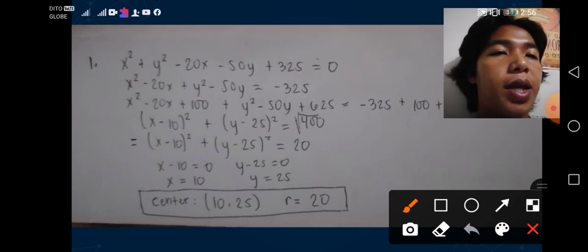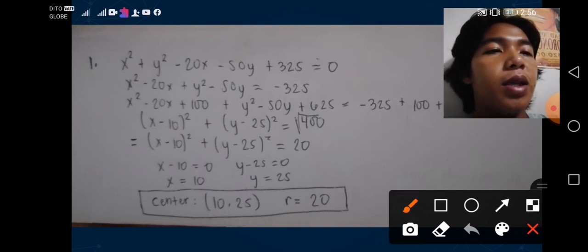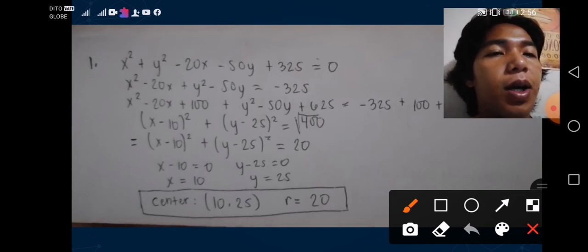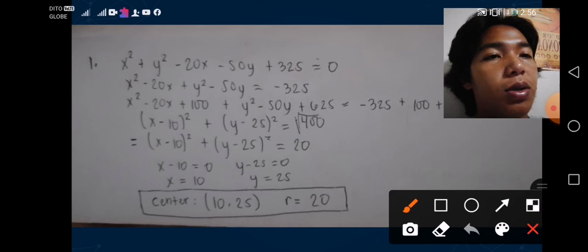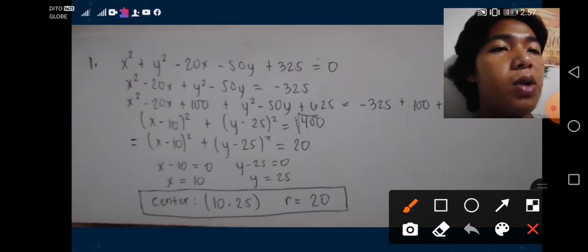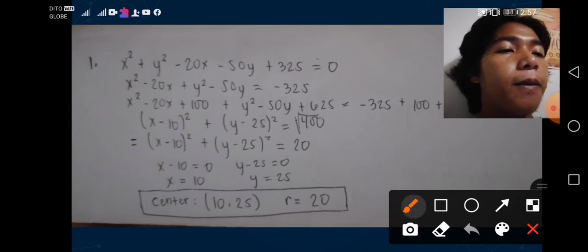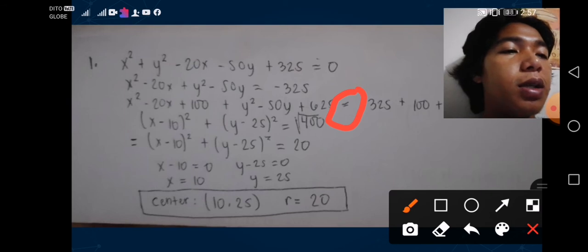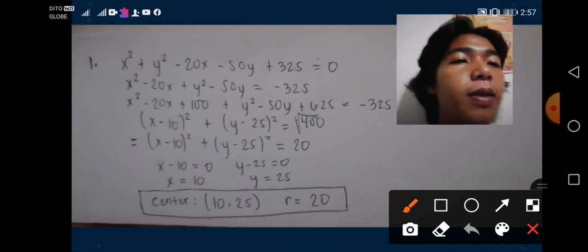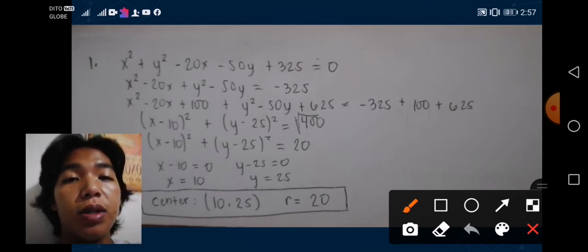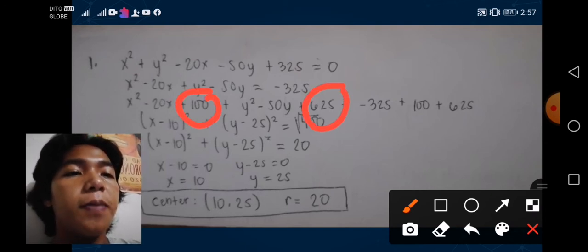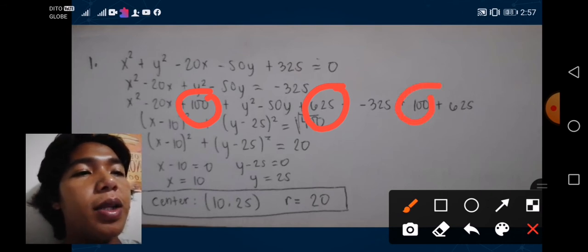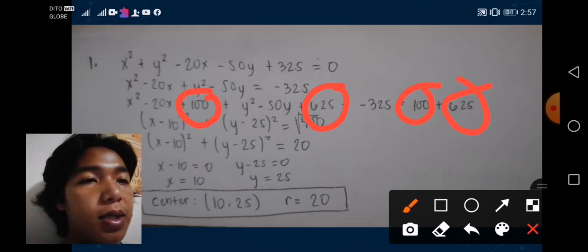Then the next is y. So y squared minus 50y. We get the 625 by dividing 50 by 2, so it equals 25. Then 25 squared equals 625. In the rule, we have an equal sign here, so what we add on the left hand side we will also add on the right hand side. So we add 100 and 625 on the left hand side, and we will add 100 and 625 on the right hand side also.